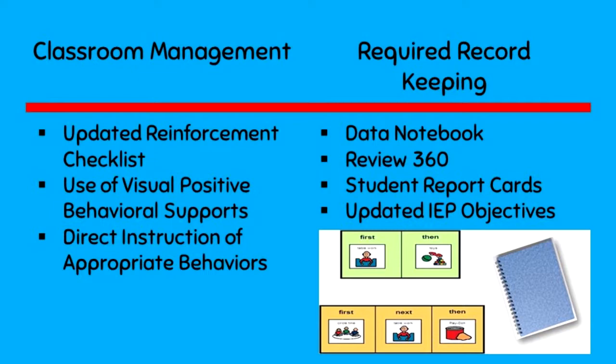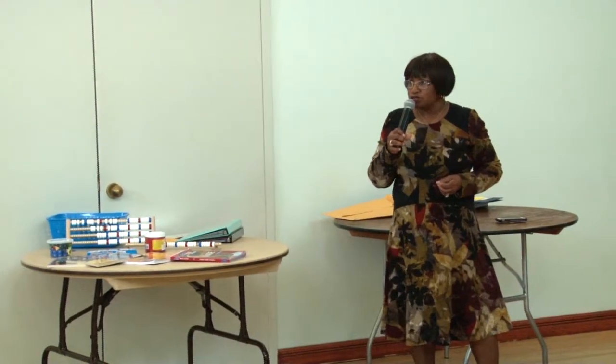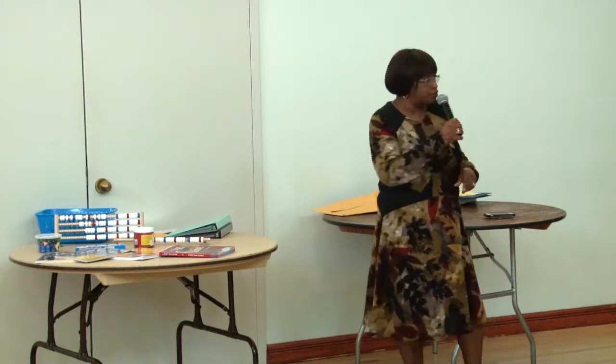Review 360 is a computer program that we use to collect data, and you may also see that, and we collect data 3 times a week. Student report cards. With the student report cards, at the end of the 6 weeks, you're supposed to also get the student summary report. And that way you can see how the student is progressing with their goals and objectives. Updated IEP goals and objectives. Through that student progress report, you can see how the student goals and objectives have been updated all through the 6 weeks.